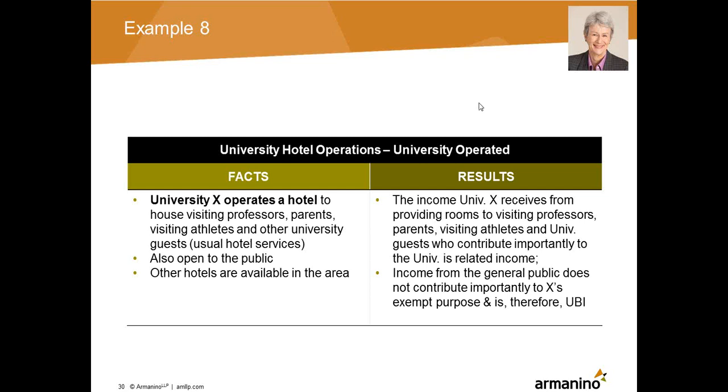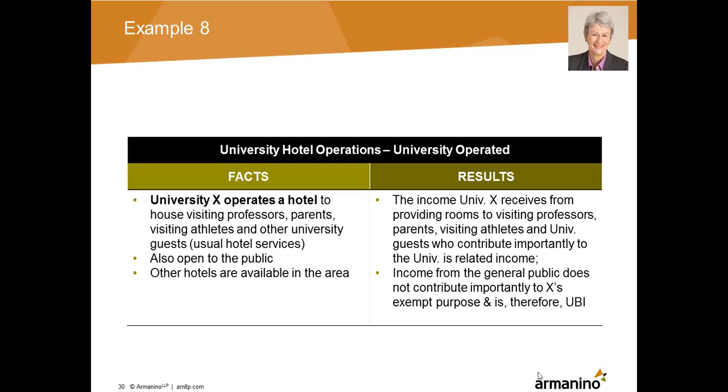So the result here is that the income University X receives from providing the rooms to the professors, parents, visiting athletes, and university guests, who contribute importantly to the university, is related income and won't be subject to unrelated business tax. But the income from the general public does not contribute importantly to X's exempt purpose and is therefore unrelated business income.